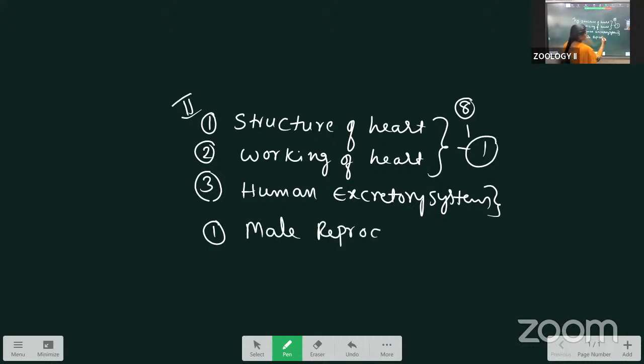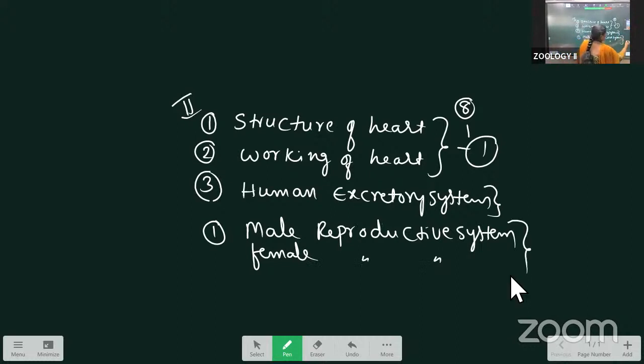Male reproductive system. And the female reproductive system. From this, compulsorily one will come. If you prepare these 2 questions, the male reproductive system and the female reproductive system, one will be compulsory. 100% will come from these. Next, this one is the 5th unit.